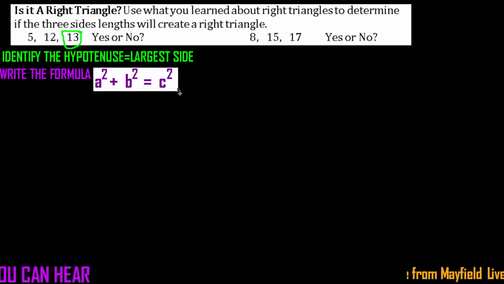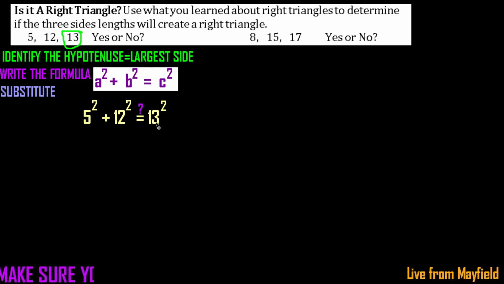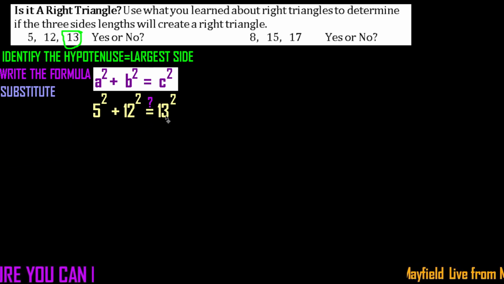And so we're going to say, all right, now what do we do after that? We can substitute in our values for our variables. And so again, we plug them in like this. We have 5 squared plus 12 squared. And we're saying, is this equal to, that's why the question mark is there, we're saying, is this equal to 13 squared? Again, notice that the c is that hypotenuse, and we identified that first, so that's why we have it there.